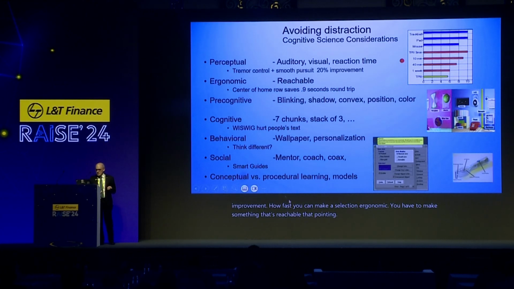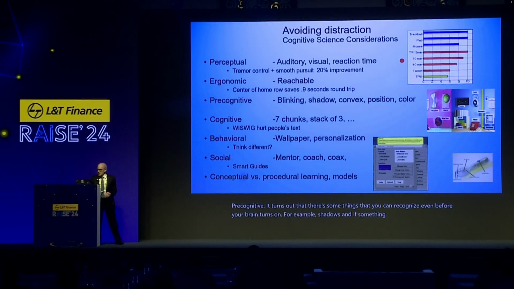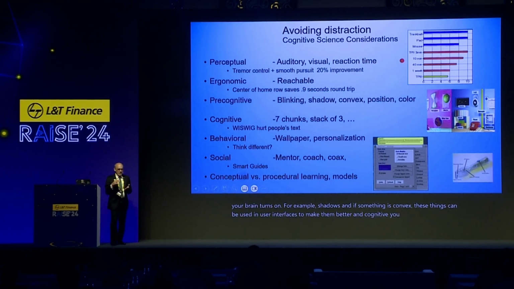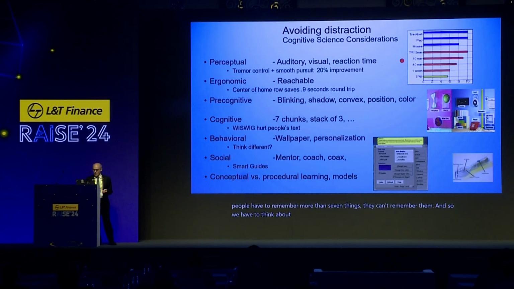Precognitive, it turns out that there's some things that you can recognize even before your brain turns on. For example, shadows, and if something's convex. These things can be used in user interfaces to make them better. And cognitive, if you make people have to remember more than 7 things, they can't remember them. And so we have to think about that when we're designing user interfaces.